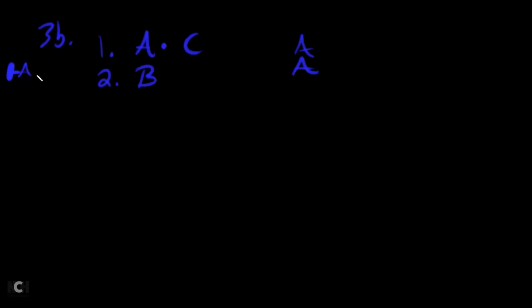A dot B with A and B in parentheses dot C. That's what we want. Now you might be thinking, well, can't I just jam that in there? If I'm going to get A dot B dot C, can I just jam the B in there?